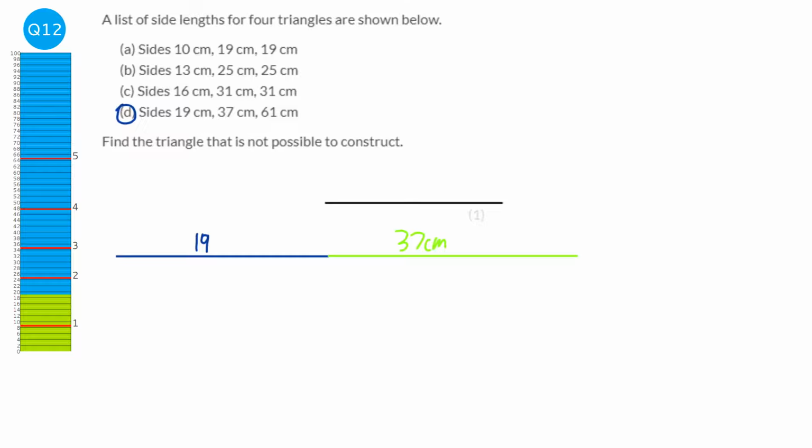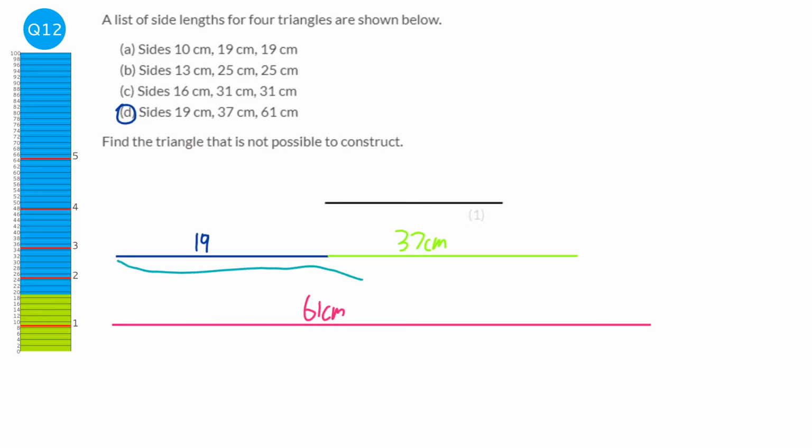And we've got one last stick, which is 61 centimeters. Now, looking at the first two sticks, the actual combined distance of them, so when we add them together, would be 19 centimeters plus 37 centimeters, which is 56 centimeters. So that's the combined width of them.